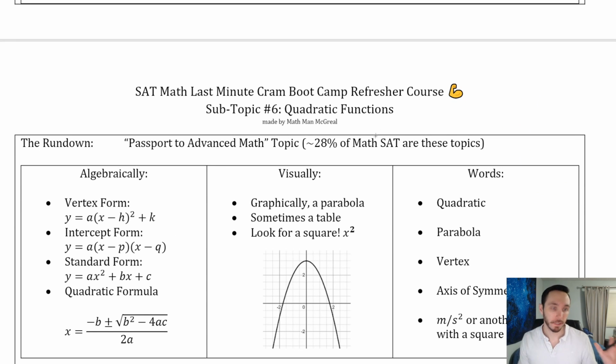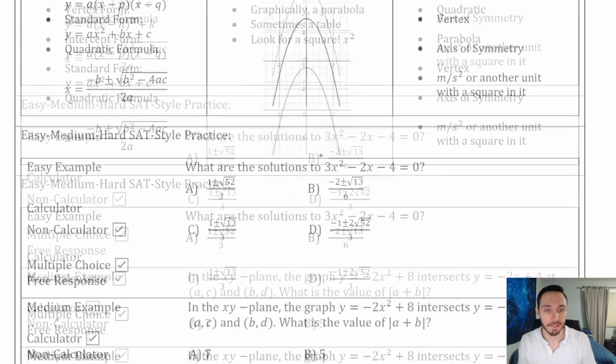The next group of ideas come in the form of Passport to Advanced Math. And this makes up 28% of your math SAT. These are commonly the topics that you'll find in a sophomore year class or a junior year class. So you got your quadratics, your polynomials, your rationals, your radicals, like actual function stuff outside of just lines. And it might be surprising to some that that's only 28% of the math SAT.